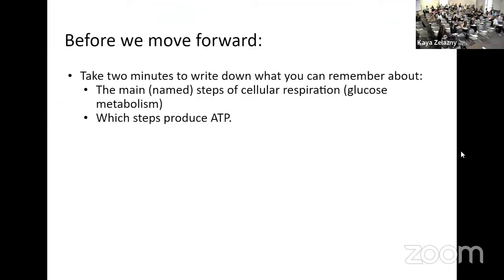Now, you should have had metabolism before, either in your biology courses or chemistry courses, or depending on what you took. So I want you to take 2 minutes to write down what you can remember about the main steps of cellular respiration. So a reminder that there are a bunch of steps, they have names. Cellular respiration is also known as glucose metabolism or glucose oxidation. What we're doing is producing ATP. So go ahead, think, look around, review a little bit, and try and remember which parts of this process produce ATP.